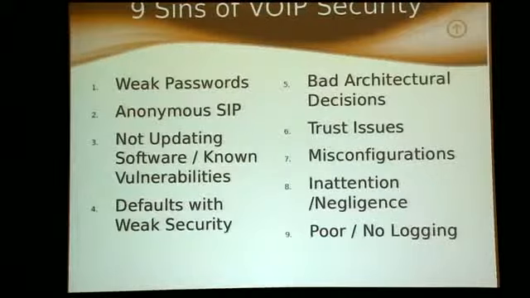So the talk here is 9 Sins of VOIP security, and these are what we're going to be going through. Originally, I was going to do a really technical talk on how vulnerabilities actually get into code, things like that. But then it became apparent to me that, given the audience and what would be useful for them, it's things that everyone can do to make your systems better now, rather than having to rely on a vendor to fix. So first things, weak passwords, anonymous SIP, not updating software or known vulnerabilities.